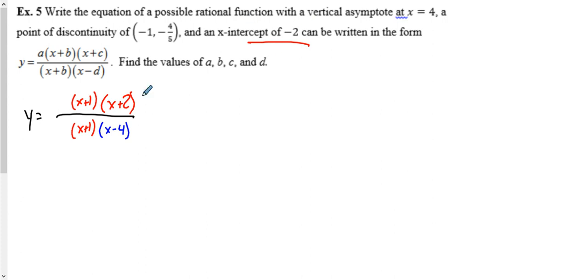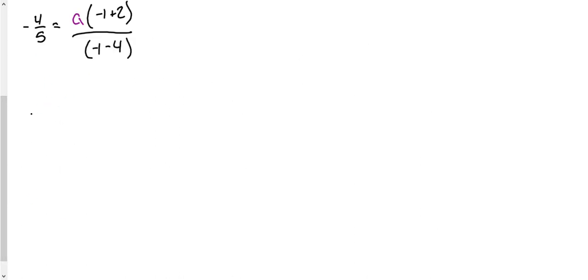The only variable left that we're still missing is my a value. Well, to figure out my a value, again, I'm going to sub in my POD. So let's just do that. So if I subbed in my POD of negative 4 over 5, that's going to be equal to, and again, our x plus 1s are going to cancel eventually, a, and we have, oh, my POD was negative 1, so it's going to be negative 1 plus 2 here. All of that's divided by negative 1 minus 4 down here. If I clean this up here, I got negative 4 over 5. That's equal to a.